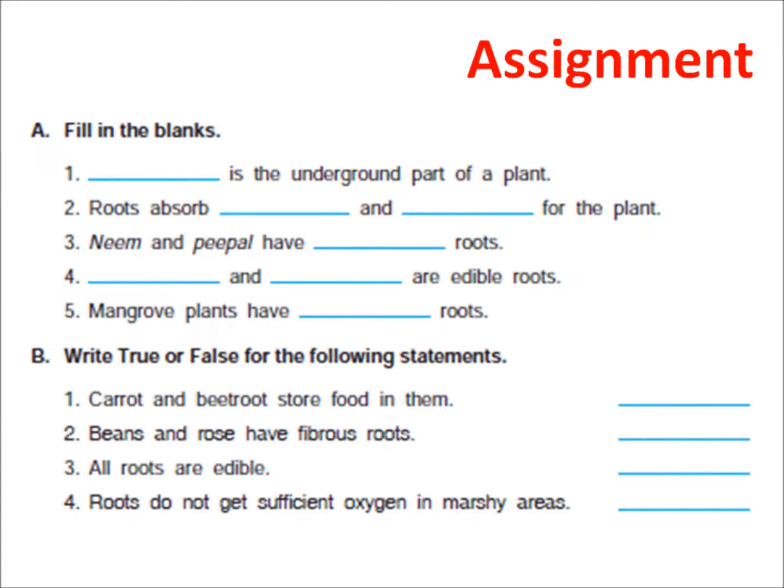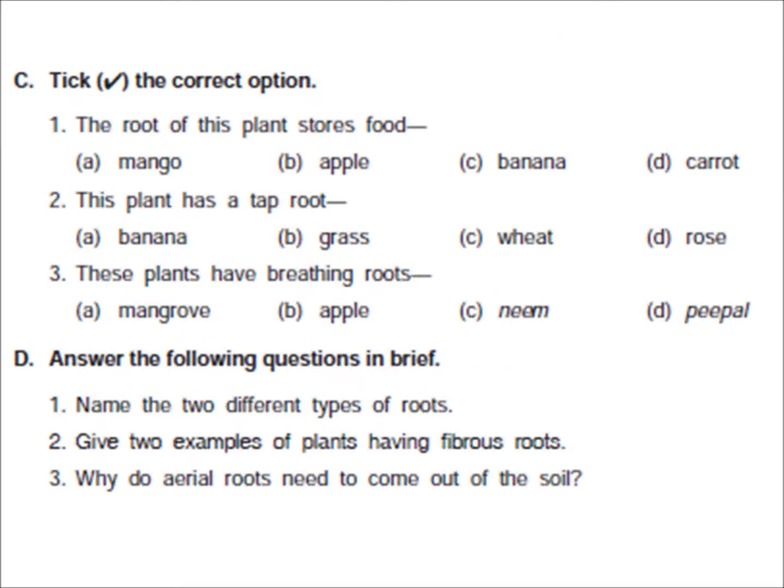Now the next question, C. Tick the correct options. So many answers are given here. Only one answer is correct and you have to tick the correct answer. First one, the root of this plant stores food. Answer options are given here: mango, apple, banana, carrot. Only one is correct here and you have to tick it. The same way, this plant has a taproot. A, banana, B, grass, C, wheat, D, rose. Which one is correct? You have to tick it. Third one, these plants have breathing roots. Options are here: mangrove, apple, neem, pepper. You will do question C.